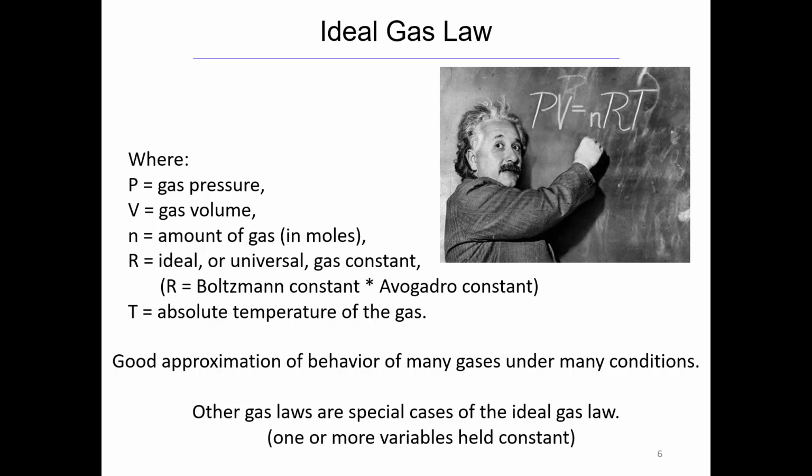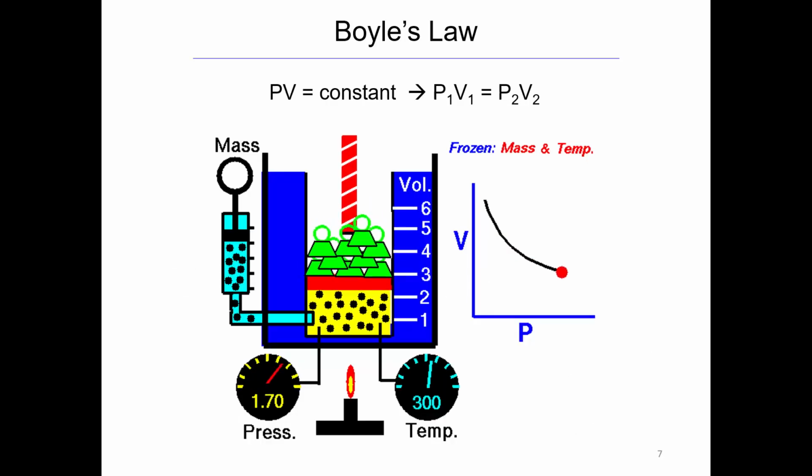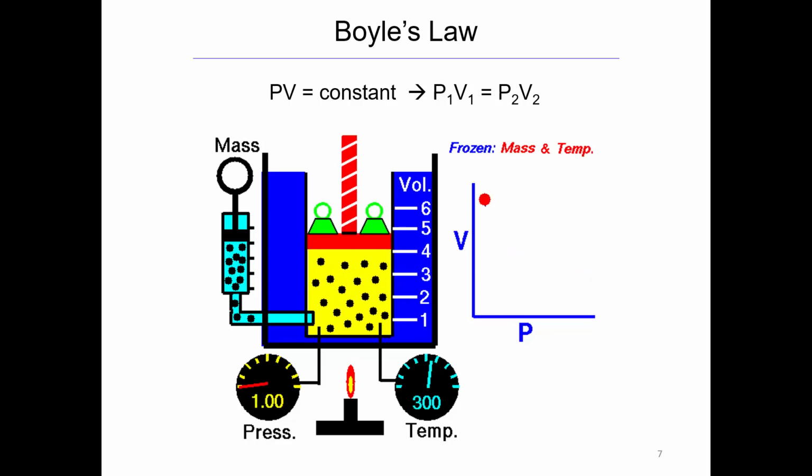The ideal gas law is a good approximation of behavior of many gases under many conditions. Other gas laws are special cases of the ideal gas law where one or more variables are held constant. And we're going to use one of those a number of times in this course. So Boyle's law, here we keep the nRT constant. So PV, pressure and volume, are going to equal a constant. So this is mostly useful in looking at essentially two different states of a system.